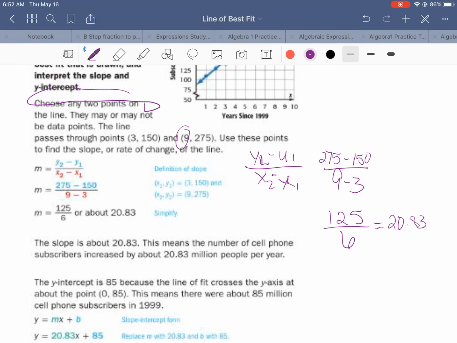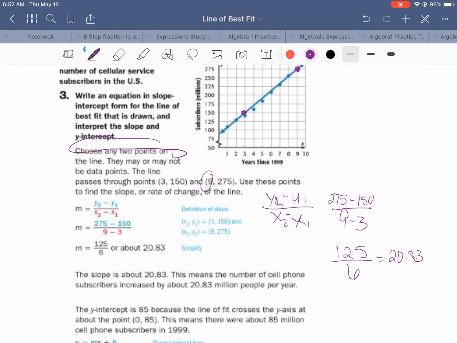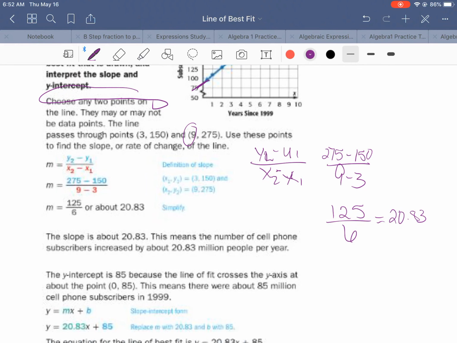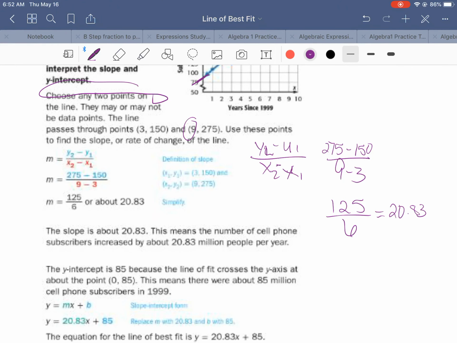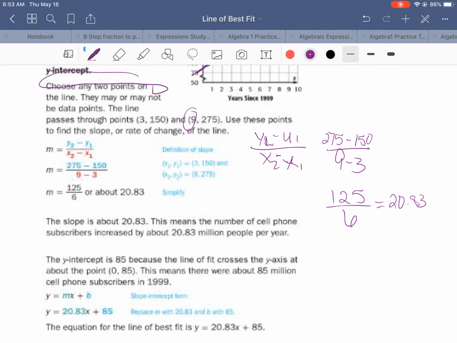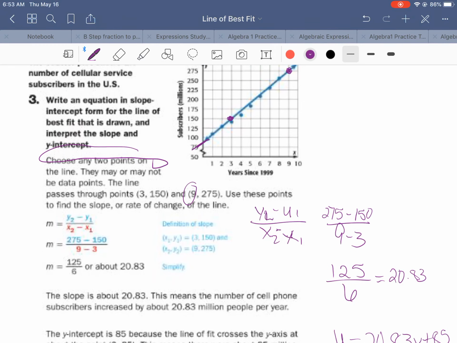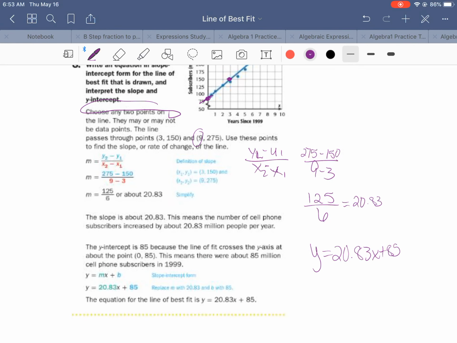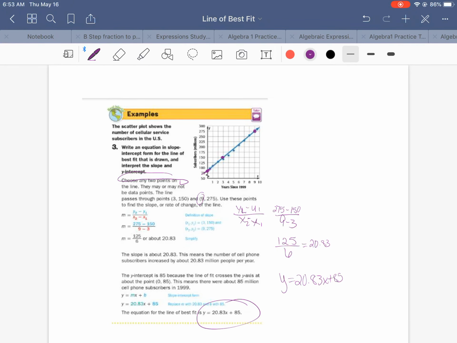Okay, so if we were to write an equation, we look for the y-intercept, to see where it hits the y-axis, which is going to be right about there. So about 80 maybe, 85. You kind of have to guess that a little bit. So your equation would be y equals 20.83x plus 85. You find the y-intercept just by looking to see where the line crosses the y-axis. So your slope-intercept form line of best fit is right there.